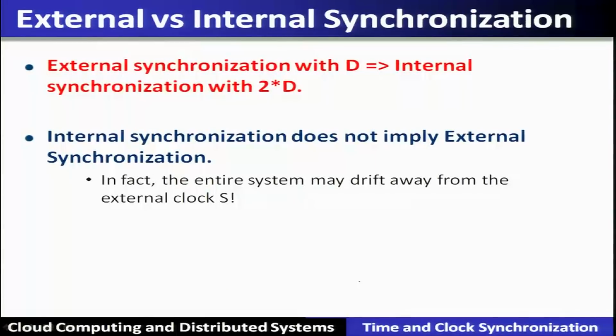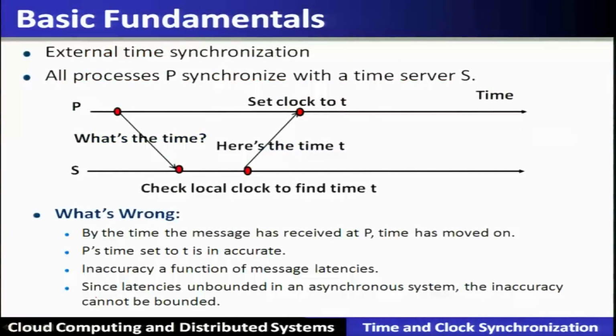Now, one small note to see here is that external synchronization with the bound D basically implies internal synchronization with 2 times D, whereas internal synchronization does not imply anything about external synchronization, because the entire system may drift away from the external clocks. These are the basic fundamentals of external time synchronization.